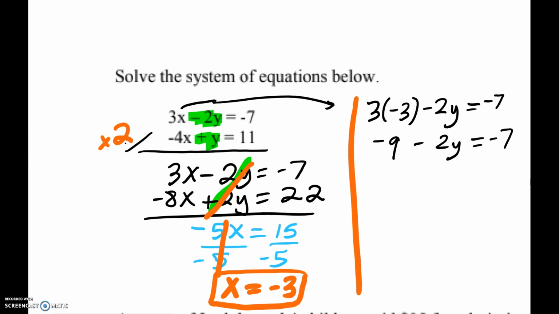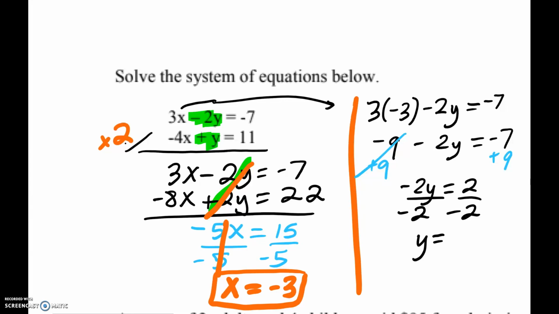And I need to add 9 to both sides. If you add 9 to both sides, you can eliminate the 9's, and you have negative 2y equals negative 7 plus 9, which is 2. Divide both sides by negative 2. Since the coefficient is negative 2, y is 2 divided by negative 2, which is negative 1.